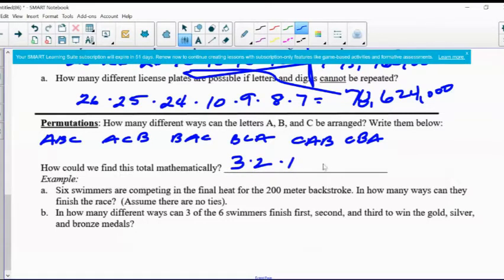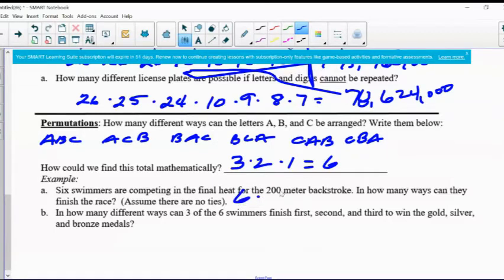So how can we find this total mathematically? Well, simply, there are three choices for the first letter. Then there are two choices for the second letter, right? Once I've eliminated that first choice, there's two choices for the second letter and then one choice for the third letter, giving me a total of 6 choices.